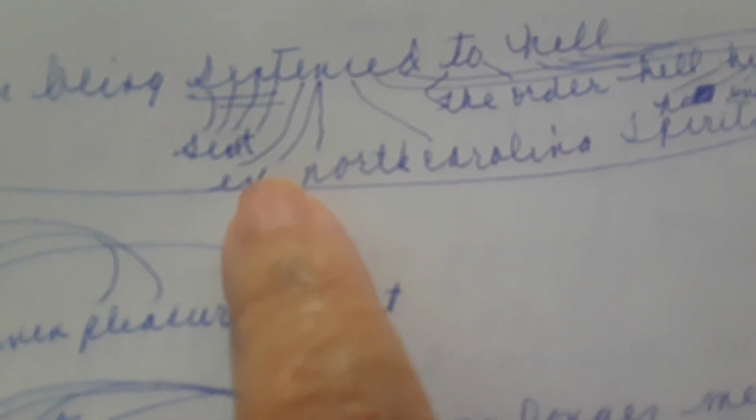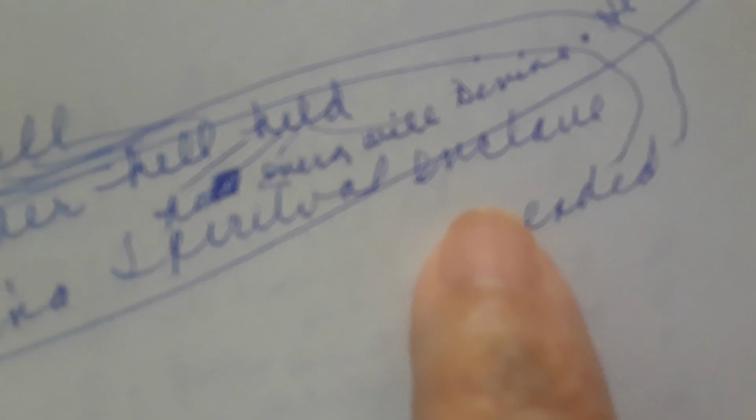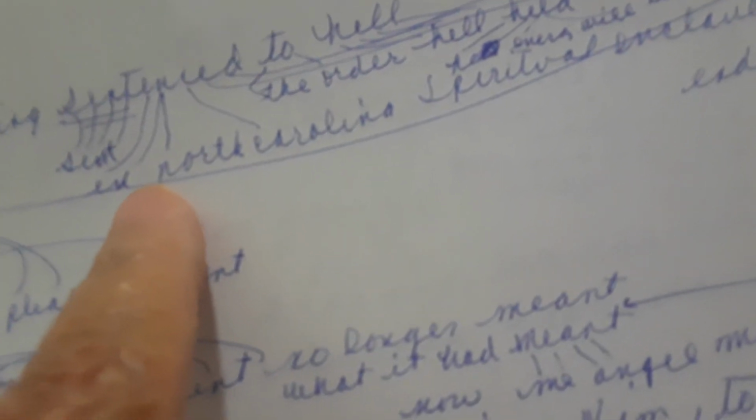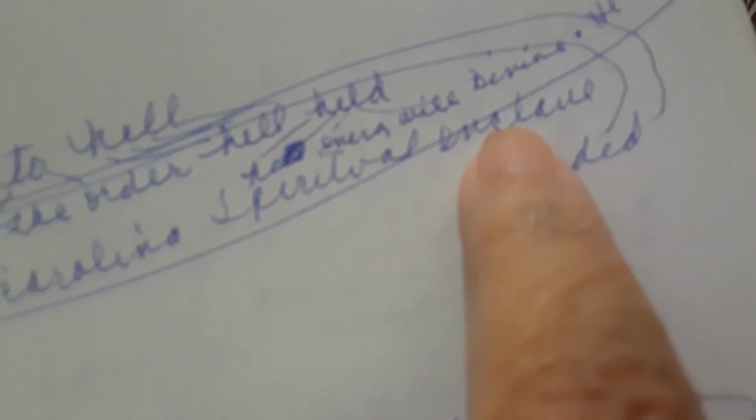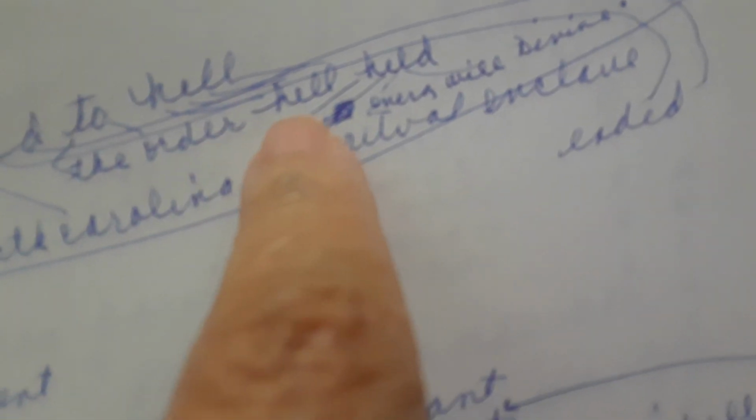I just remember being sentenced to hell. S-E-N-T, sent. N for North, C for Carolina. Spiritual enclave ended. North Carolina spiritual enclave ended. The order. Hell held.